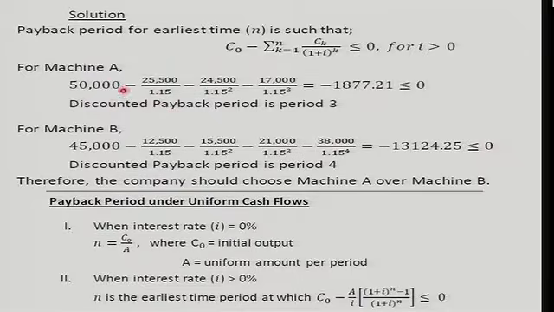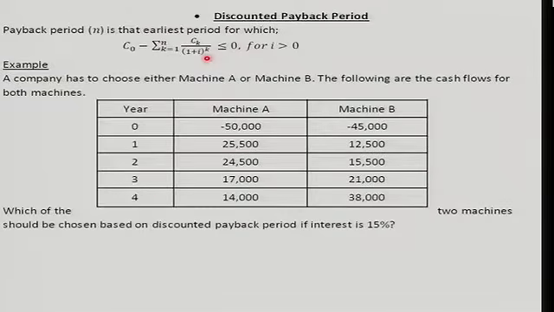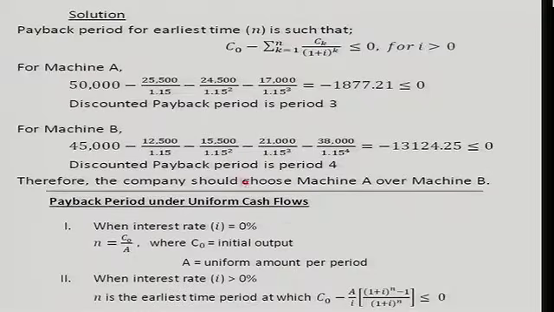Now, machine A has an initial investment of 50,000, which is here the same as my C0. The first cash flow here is 25,500 in year 1. And the interest rate quoted was 15%. We are saying, which of the two machines should be chosen on the discounted payback period if the interest is 15%? And so here I take the 25,500, I divide by 1 plus i, and our i is 0.15 or 15%. And obviously here the n would be 1 because this is year 1.